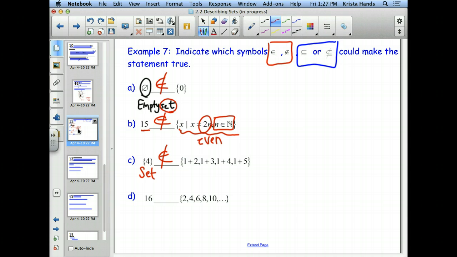What do you think? Yeah, that one works. Finally, we've got one that's an element, right? This is an element because 16 over here on the left would be included if we continued the dot, dot, dots. These are the even numbers described out with more depth, right? Okay, is everybody good with this one?